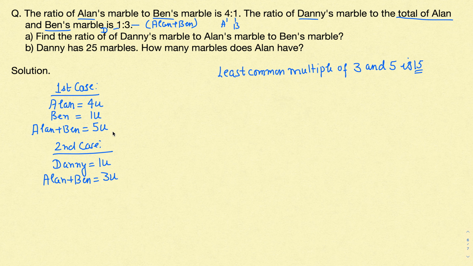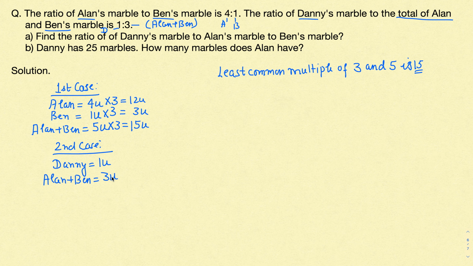So how can we make this 5? With what number do I multiply 5 so that I get 15? Obviously it's times 3. If you multiply 5 by 3, you get 15 units. Since we have multiplied Ellen plus Ben's total units by 3, we must multiply the individual units of Ellen and Ben by 3 also. So 4 times 3 gives 12 units, and 1 times 3 gives 3 units. You can see 12 units plus 3 units is 15 units.